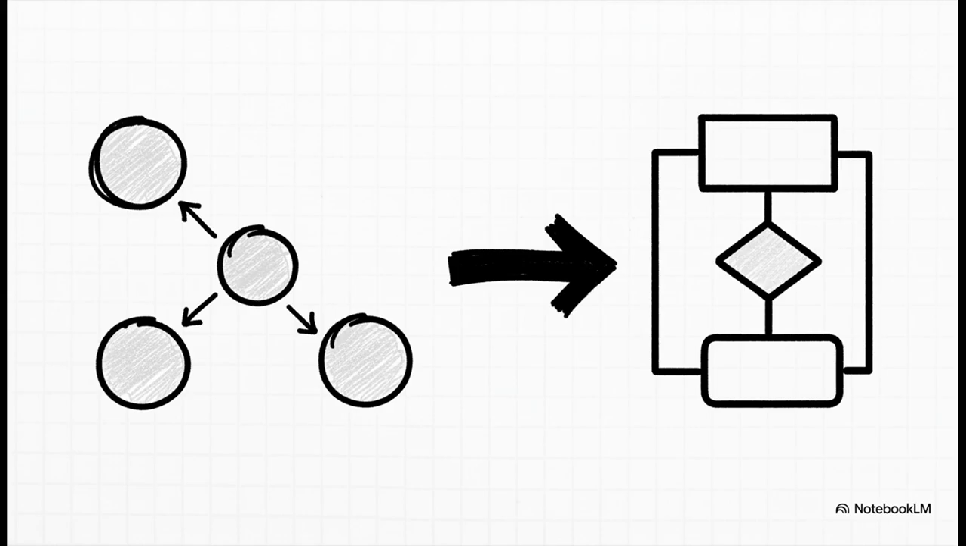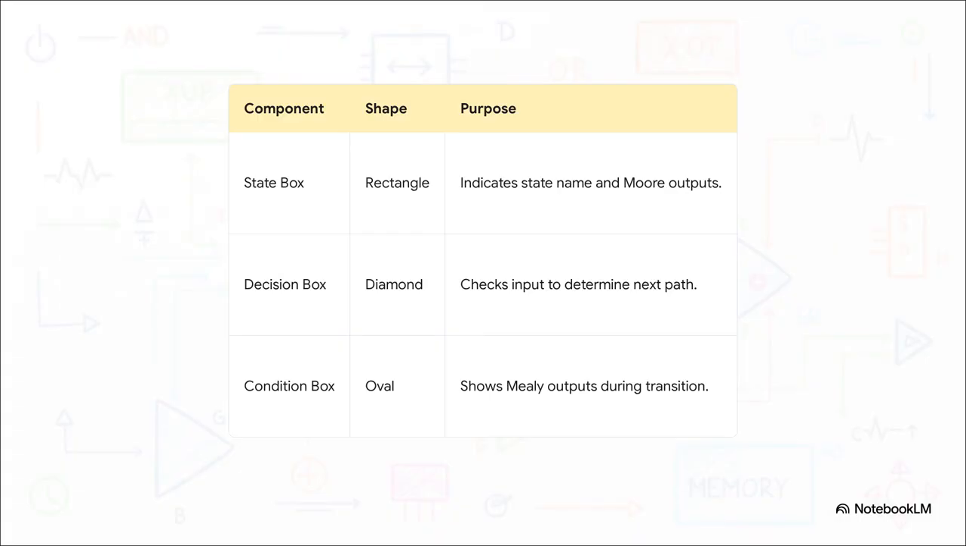But sometimes a basic state diagram just doesn't cut it. For the really complex stuff where you need more detail, engineers pull out the big guns. The algorithmic state machine chart, or ASM chart. You can think of it like a supercharged flow chart that gives you a much clearer blueprint for the actual hardware. It might look a little complicated, but an ASM chart is really just made of 3 simple building blocks.